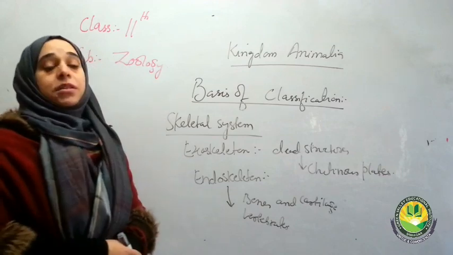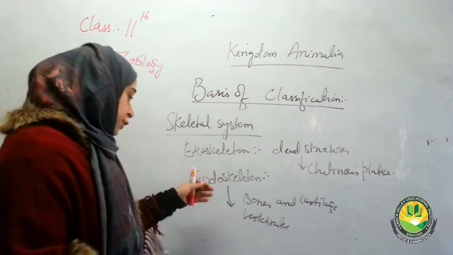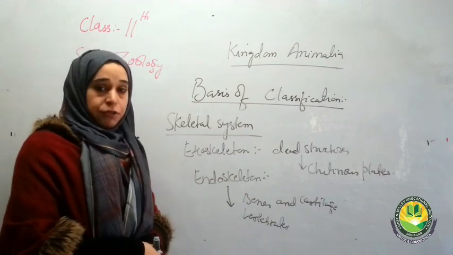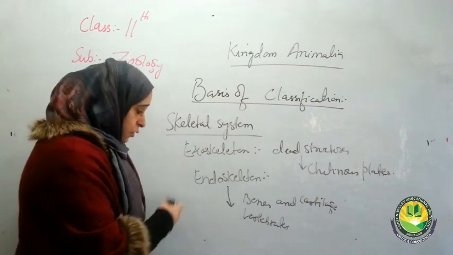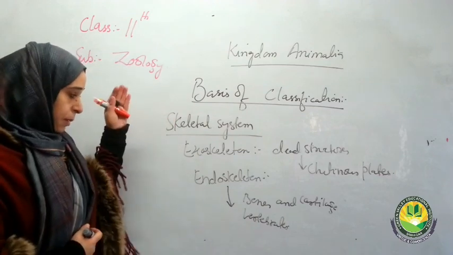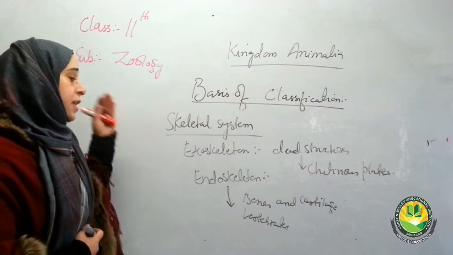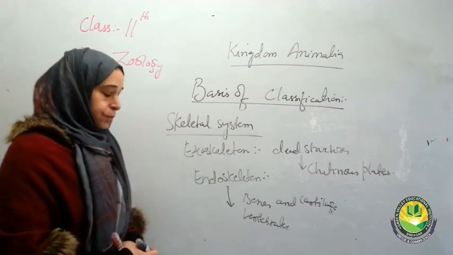There are also animals which possess both the exoskeleton as well as the endoskeleton, where the exoskeleton, for example in vertebrates like humans, is nails and hair, and the endoskeleton is bones and cartilage. That means some animals may possess the exoskeleton only, some the endoskeleton only, and some both the exoskeleton as well as the endoskeleton.